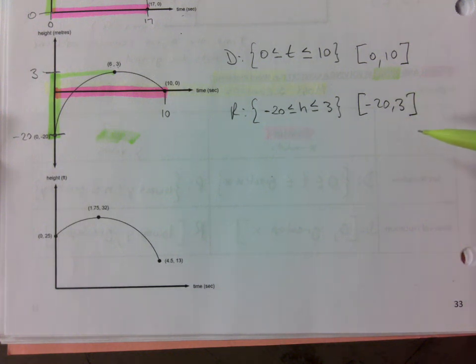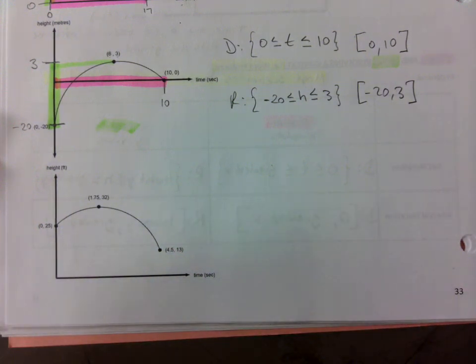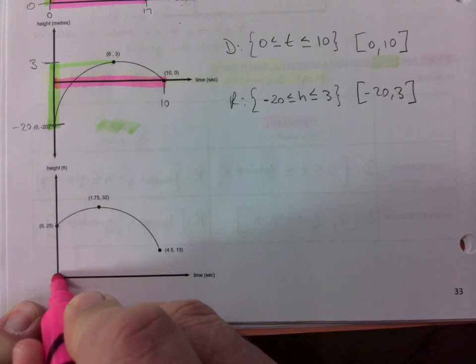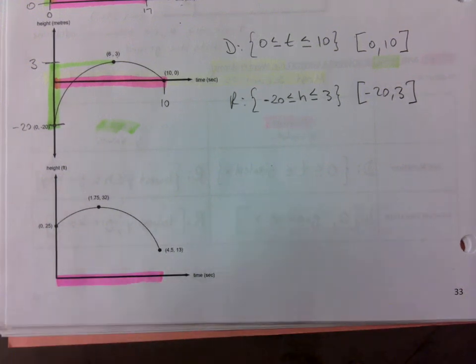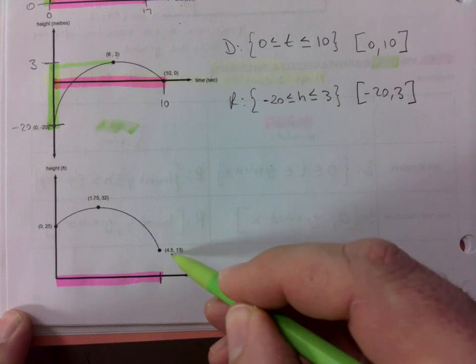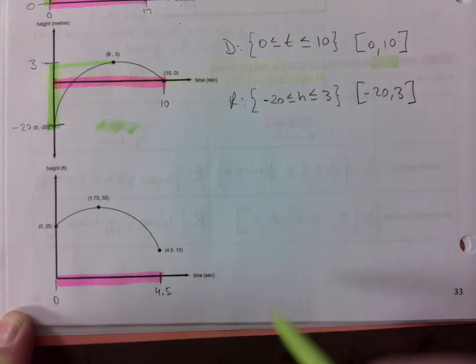All of our questions are square brackets except for infinities. If there's an infinity, you would not put a square bracket around that one. Okay, so here we go one more time. For my domain, I start on the left, and I just go and stop right there. I no longer see graph past that. So 4.5 is my stop there, and I start at 0.